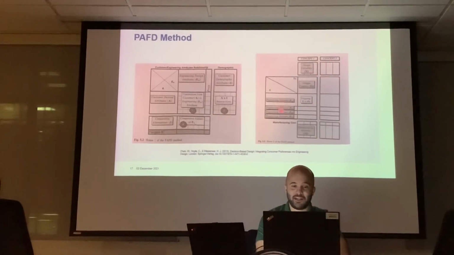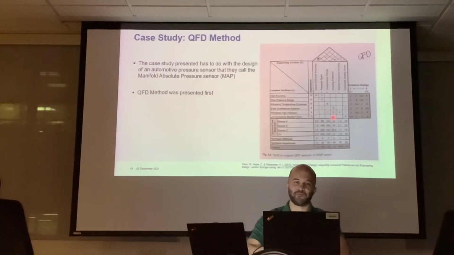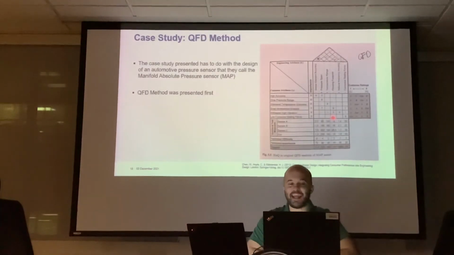The mapping between these attributes and design features leads one to figure out manufacturing attributes and estimate manufacturing costs from those. So, the paper then presents a case study, and the case study first presents the QFD method, and then they present the PAFD method. So this case study presented has to do with the design of an automotive pressure sensor. They call the manifold absolute pressure sensor, or MAP.